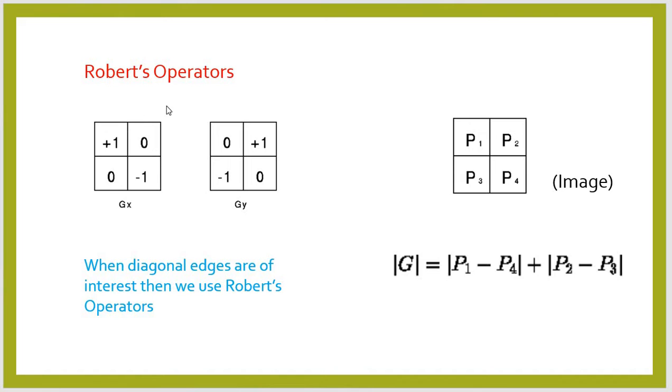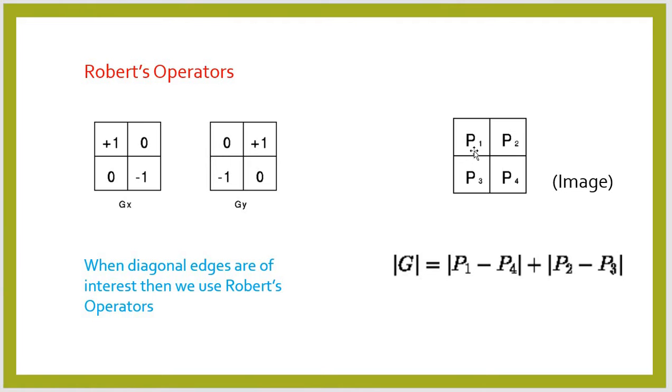Extending this concept, we have Roberts operators. When diagonal edges are of interest, then we use Roberts operators. The kernels for Roberts operators are this kernel and this kernel. This is gx and this is gy.